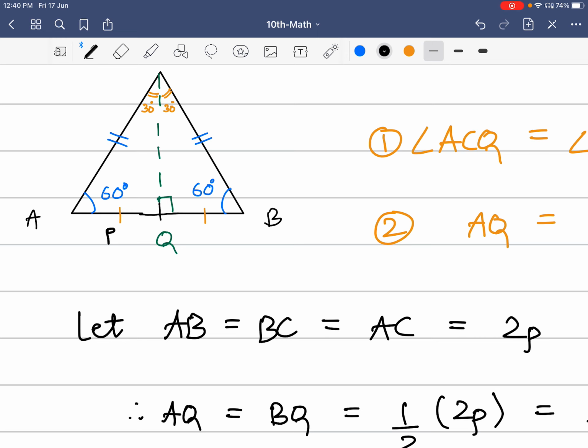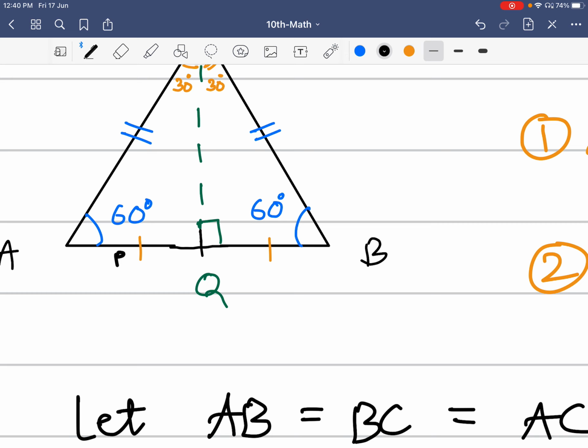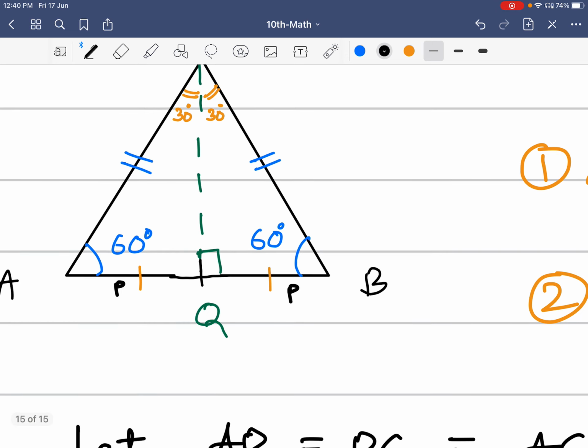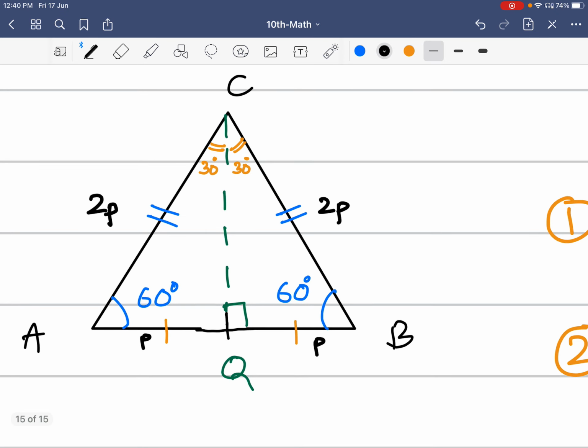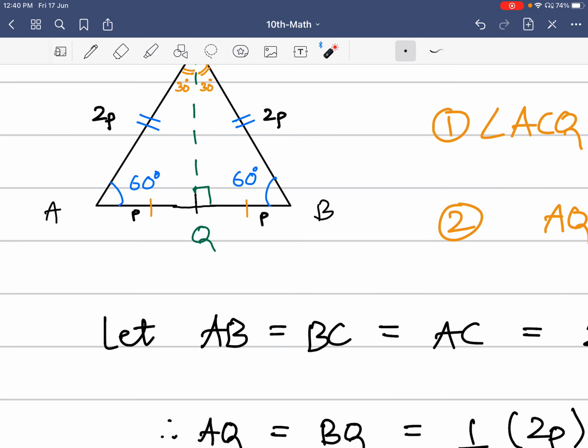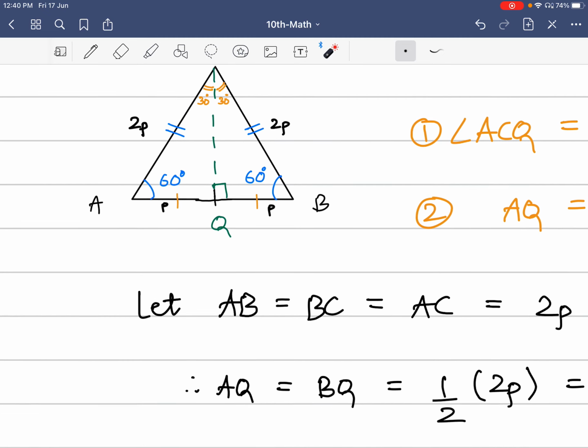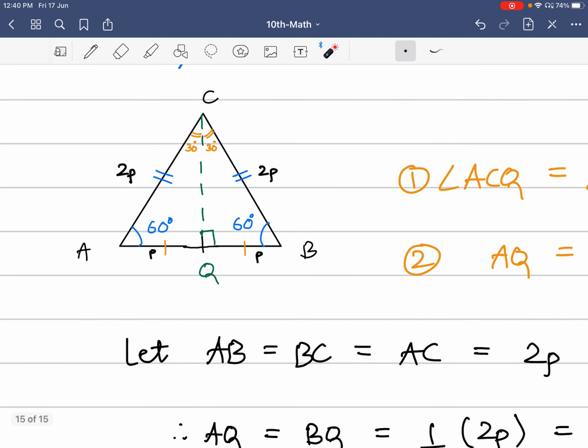This is a small p, so don't confuse it with a capital P. Let's zoom in. This is also small p, and this is 2p, and this is also 2p. So this is our triangle ABC, where the sides are of length 2p. Even AB is 2p, but AQ and BQ are p, and this angle is 30 degrees, and this angle is 60 degrees. This is the current state of the triangle.